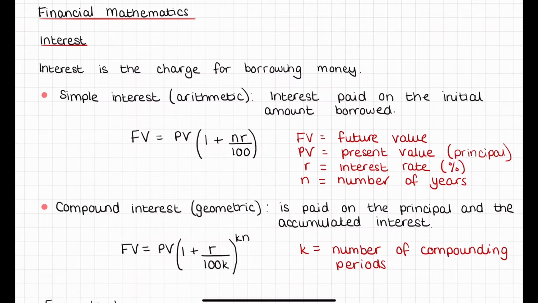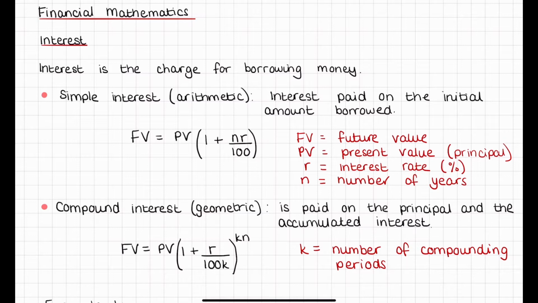Now, compound interest links to geometric sequences, and it is paid on the principal and the accumulated interest. So what that means is every time the interest is calculated, it's calculated on the original amount and any interest that has already been added. And our formula for that is FV equals PV, and then in the brackets, 1 plus R divided by 100K, close your brackets, and that's to the power of Kn.